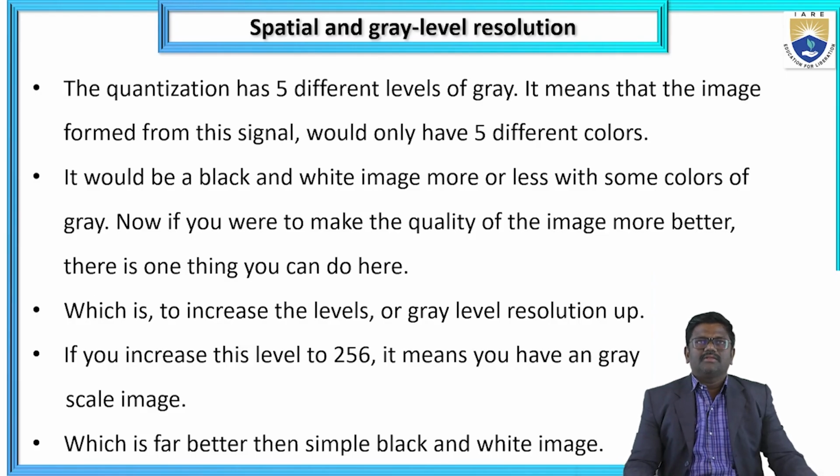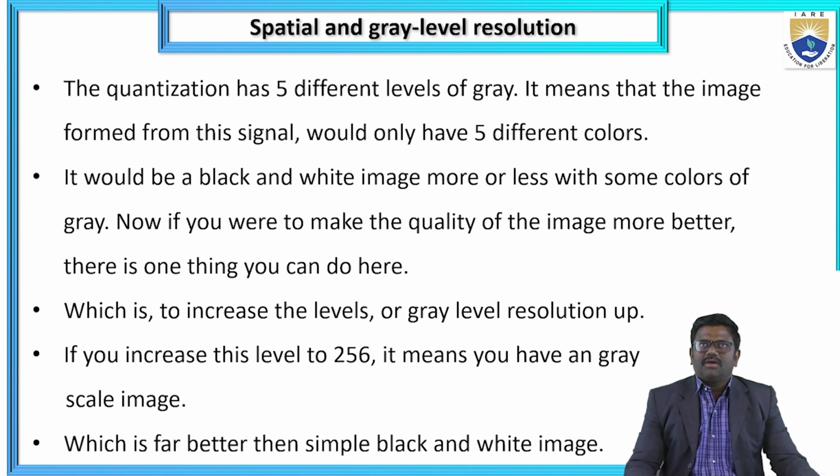Actually, the spatial and gray level resolution is also important here, because the image we are concentrating on is to be kept in terms of digitizing. Here we are concentrating on 5 different levels of gray, which we call quantization. It means that the image formed from this signal would only have 5 different colors. It would be a black and white image, more or less, with some shades of gray.